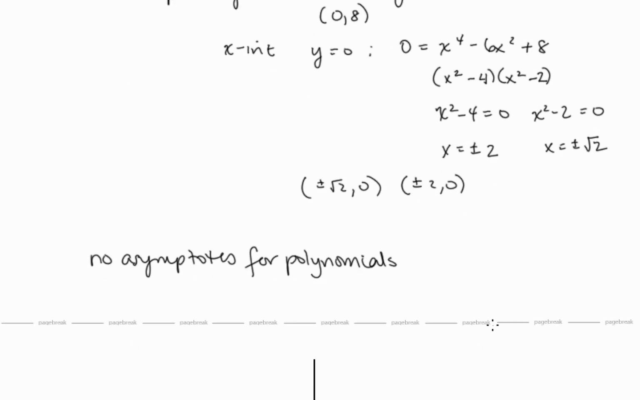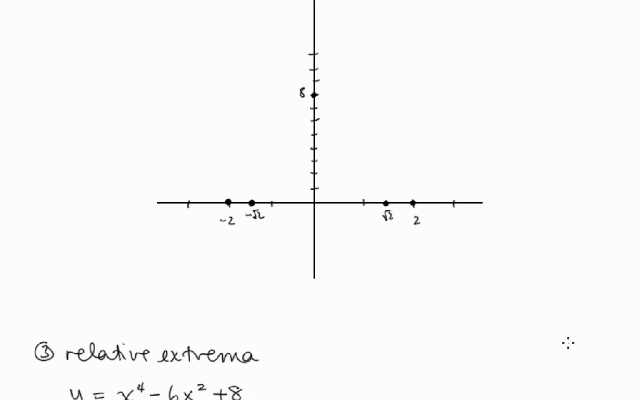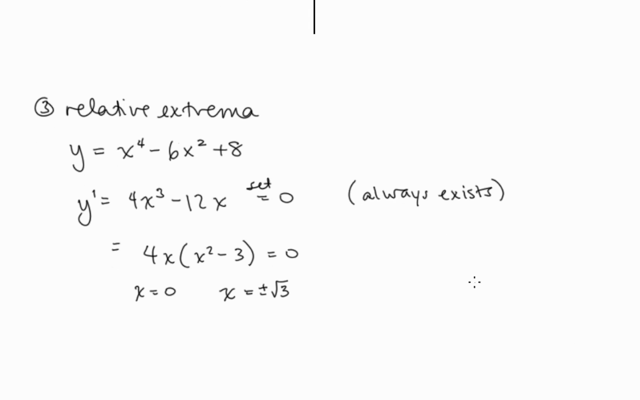So now we need to plot our intercepts, so let's do that. And so we're here. Continuing, we want to find relative extrema and intervals of increase and decrease. So our original function is x to the fourth minus 6x squared plus 8. We find our derivative, 4x to the third minus 12x. We notice that it always exists, so the only critical numbers would come from the derivative equaling 0.